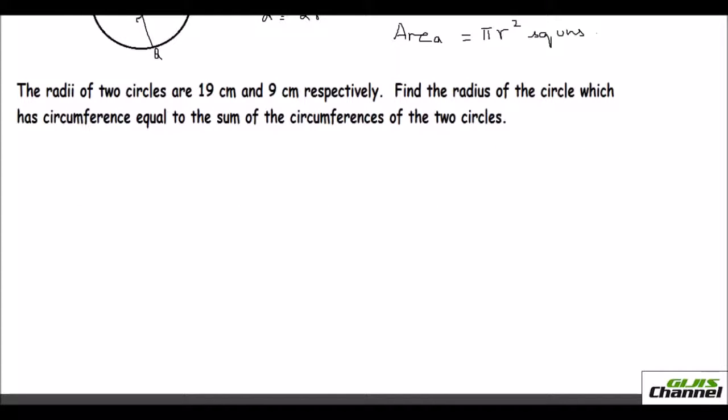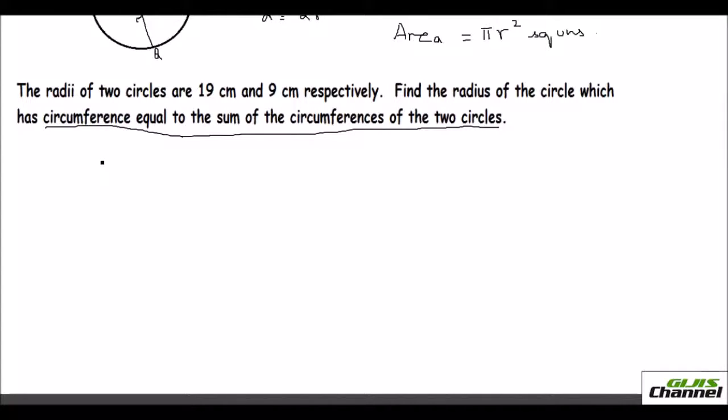The radii of two circles are 19 centimeters and 9 centimeters respectively. Find the radius of a circle which has circumference equal to the sum of the circumferences of the two circles. So just note this one. You are going to find the radius of the circle whose circumference is equal to the sum of the circumference of two circles. And let me first write the given information.